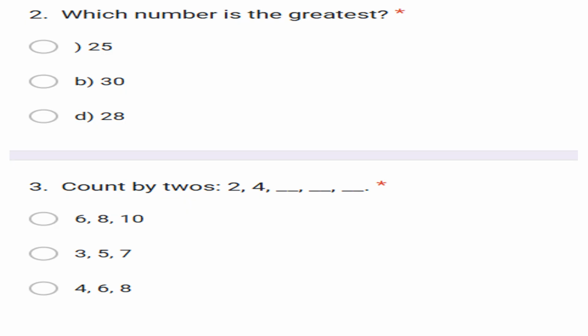For number 2, which number is the greatest? 25, 30, 28.